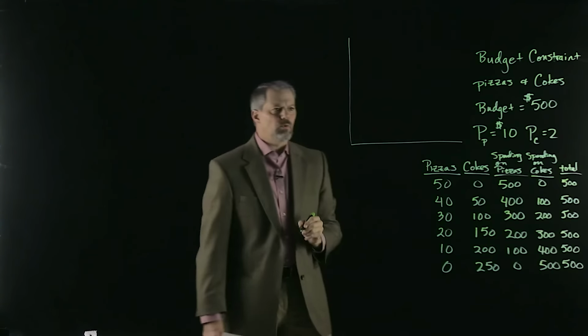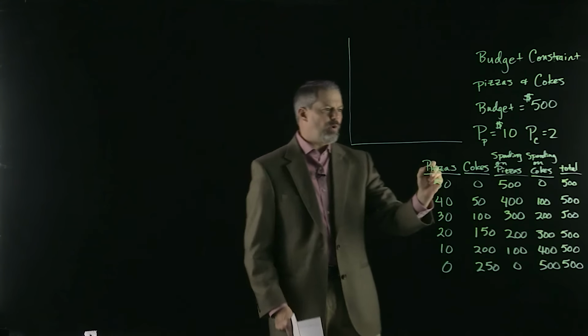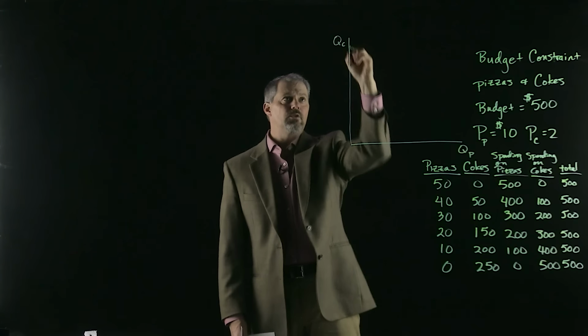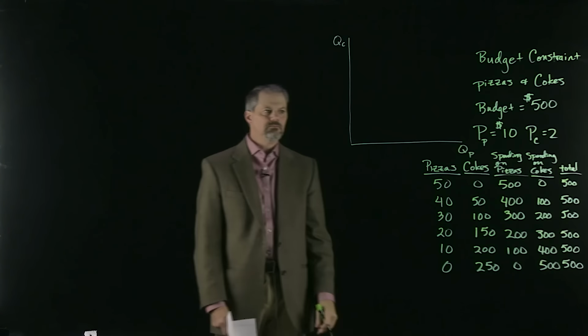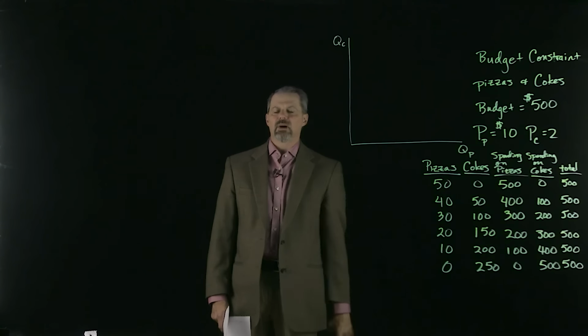And let's look at what this looks like visually. What I'm going to do is I'm going to put the quantity of pizzas on the horizontal axis and the quantity of Cokes on the vertical axis. And we're just going to think about graphing the possibilities here.